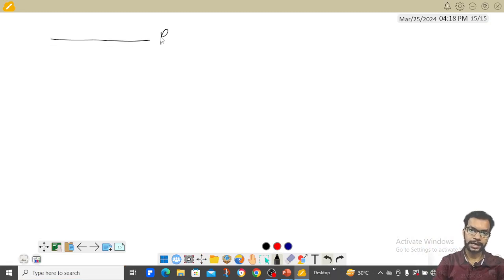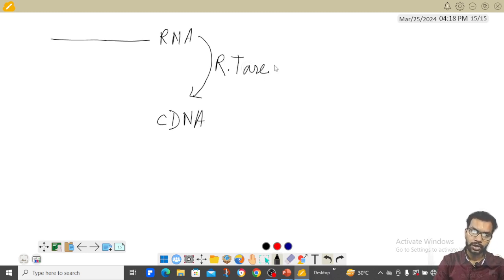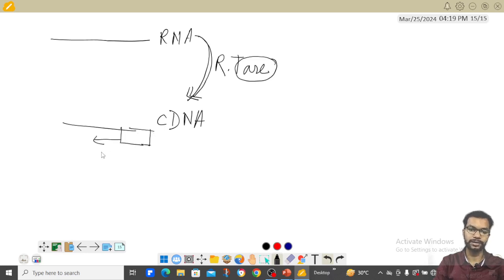Suppose there is an RNA. From this RNA, we will reverse transcribe it into cDNA by using reverse transcriptase. By using reverse transcriptase, we will convert this RNA to cDNA. Then this cDNA will be amplified by PCR. This is known as RT-PCR.